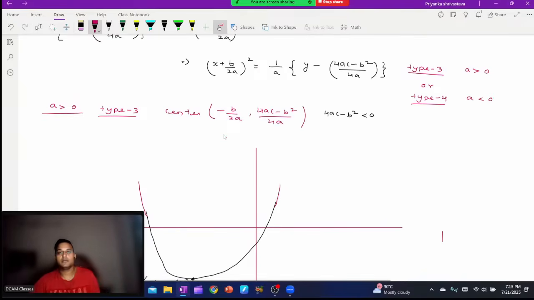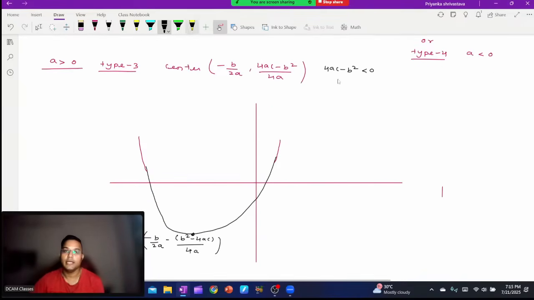Now, if a was less than 0, suppose I have taken a less than 0, what case would form?